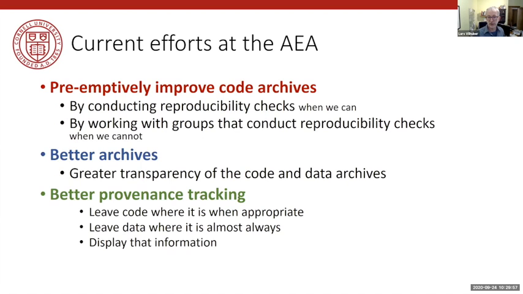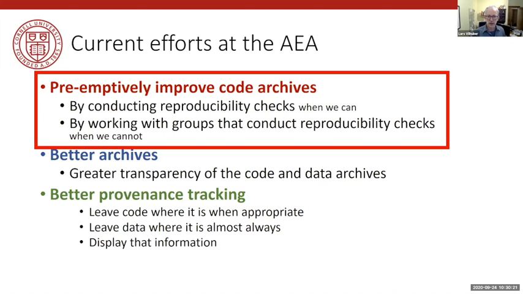And one of the key things that has turned out to be a big hurdle is better provenance tracking. Ideally, leave code and data where it is. If you have already archived it, we're not going to ask you to deposit it again, but you need to document where you got it from. And if you're not depositing because it's confidential, you need to do that. And if you are depositing it because it's not confidential, because it's in the public domain, we still want to know where you got it from.